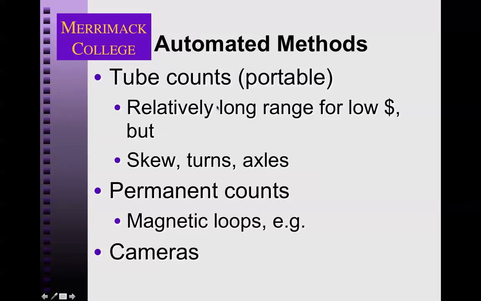They're for longer term. Tube counts are a little electronic device that sits on the side of the road. It's got a little pneumatic tube that goes across the lanes, and every time an axle hits it, it increases the count. Permanent counts, magnetic loops, you're probably all familiar with. We'll talk about these later on in the semester. Cameras, again, we'll talk about these in class later on.